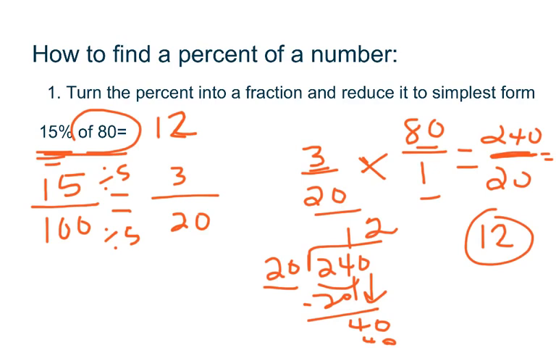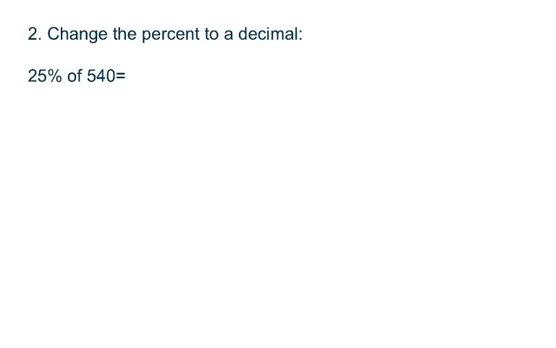Another method is you can change the percent to a decimal. Let's look at this one and change the percent to a decimal. So I'm going to take 25% and change that into a decimal. So that'll be 0.25, double checking, making sure that I have a tenths place and now I have the hundredths place. So 0.25 is what 25% is going to equal. And now I'm going to multiply 0.25 times 540.